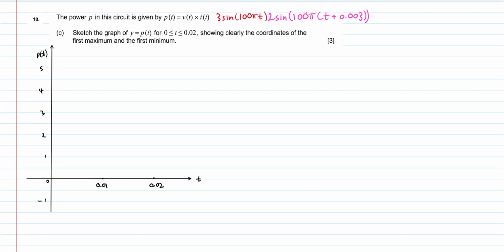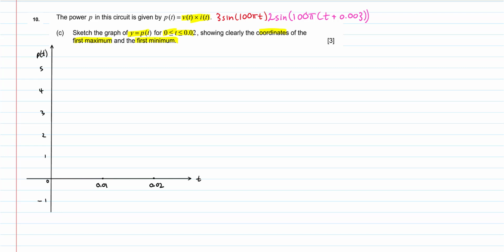Question 10, part C, we're given the power P in the circuit is given by P of t, which is the product of V of t and I of t. So I've written out V of t in the red and the I of t in the magenta there. And we need to sketch the graph of y equals P of t for t greater than or equal to 0, but less than 0.02. And we also need to show the coordinates of the first maximum and the first minimum.